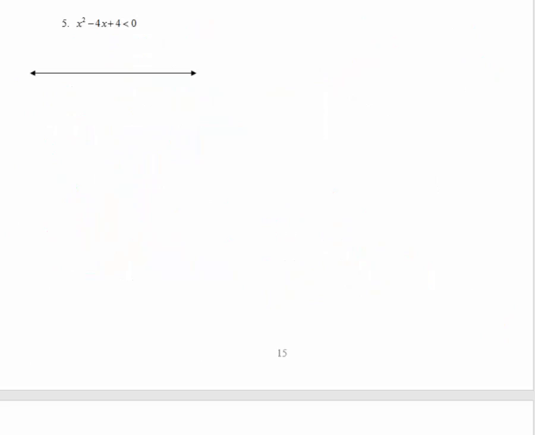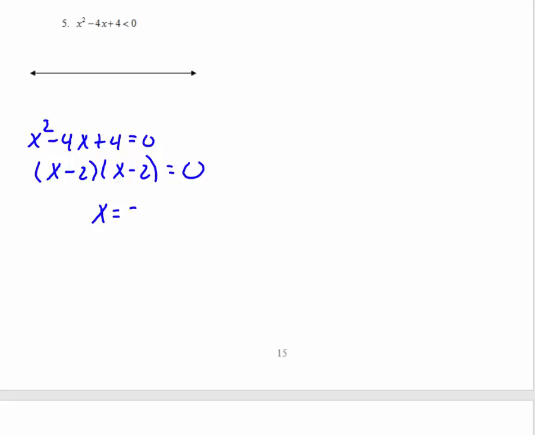Number 5, x squared minus 4x plus 4 is less than 0. There are always some quirky ones that come up, so this is just one I wanted to show you what's happening with this problem. So we do pretend we have an equal sign, so we'll have x squared minus 4x plus 4 equals 0. So we can find our breaking points. The factors of 4 that add up to negative 4 are negative 2 and negative 2, so this is going to factor into x minus 2 times x minus 2. And we're only going to get one breaking point, which is x equaling 2.